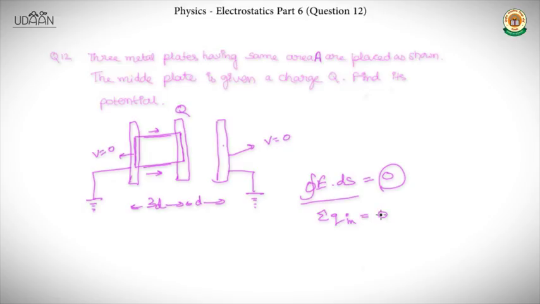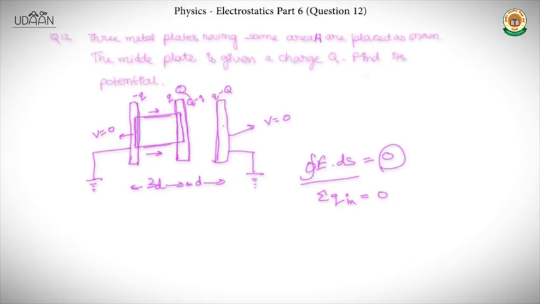So from that we will say that suppose a charge Q is on this face, then a charge minus Q is on this face. So if there is a charge small q on this face, then there is a charge capital Q minus small q on this face, and a charge small q minus capital Q on this face. Using a similar concept, we can take the Gaussian surface on that side.